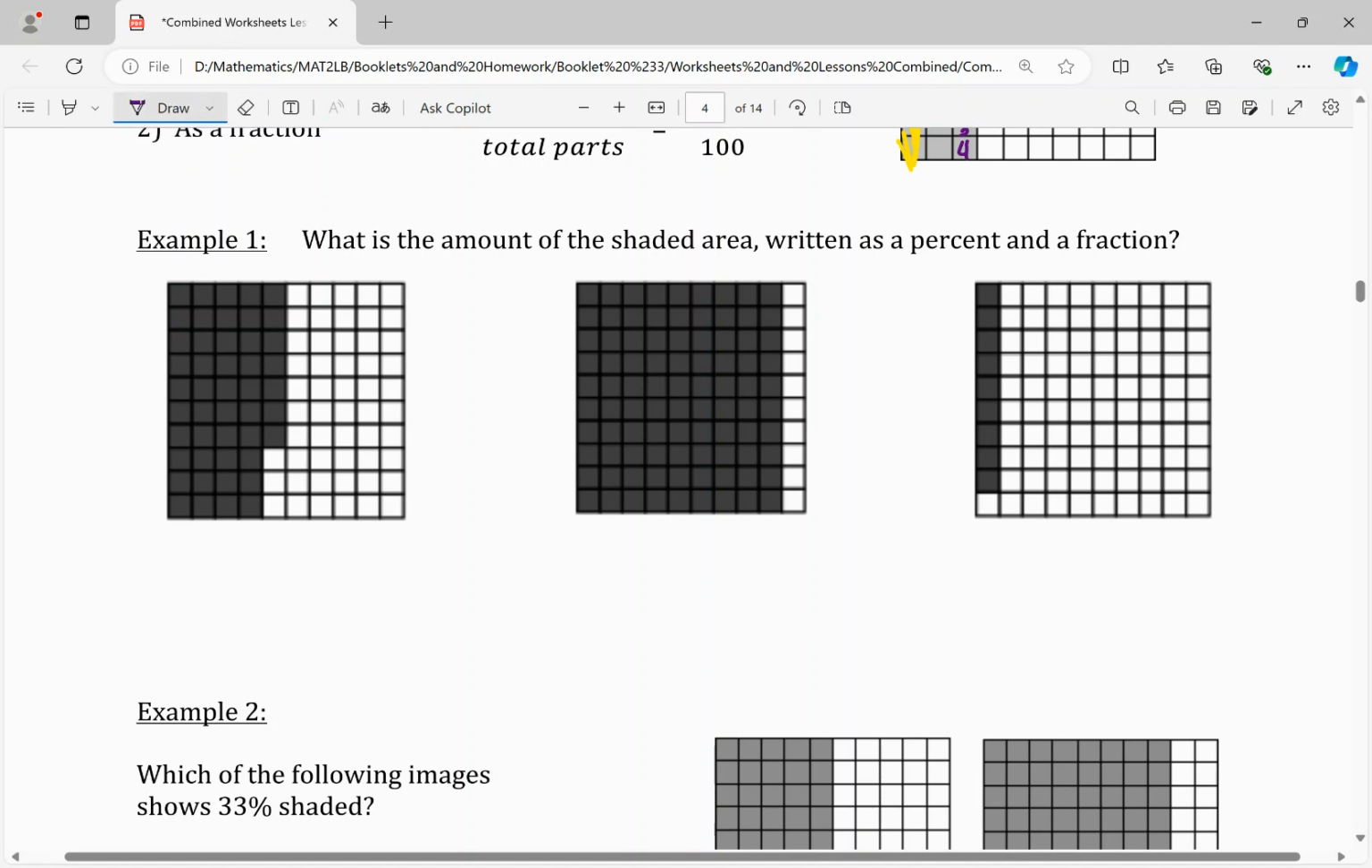Each column is 10. So here I have 10, 20, 30, 40. I wrote 10 4 times because that is 40 blocks of columns. And then on top of that, I have 1, 2, 3, 4, 5, 6, 7 more. So I have 47 blocks, or 47% of this grid filled in. In other words, 47 out of 100 of my blocks are filled in.